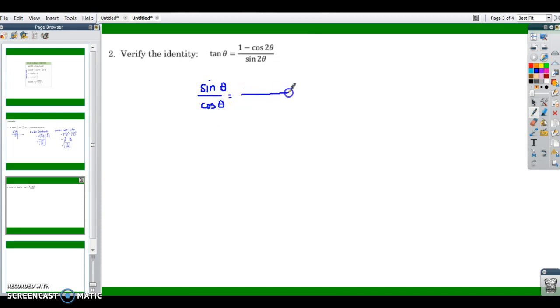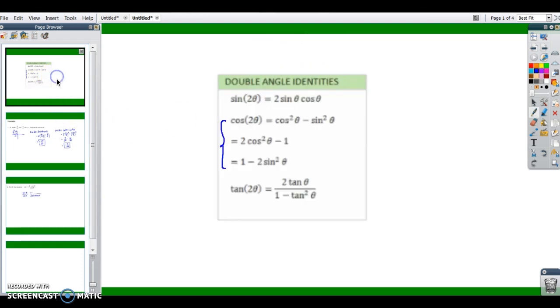And then on the right, I know I only have one formula for sine of 2 theta, so I'm going to go ahead and fill that in. 2 sine theta cosine theta. And now I have 3 choices of formulas I want to use for cosine of 2 theta. Remember, I have 3 formulas that I can choose from.